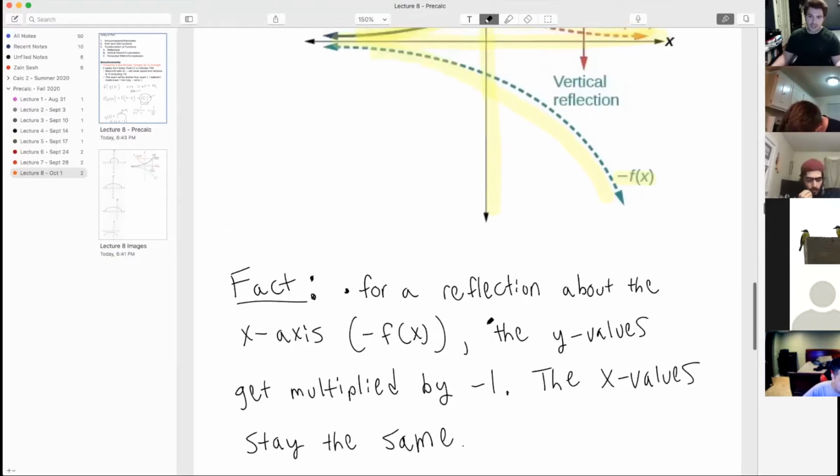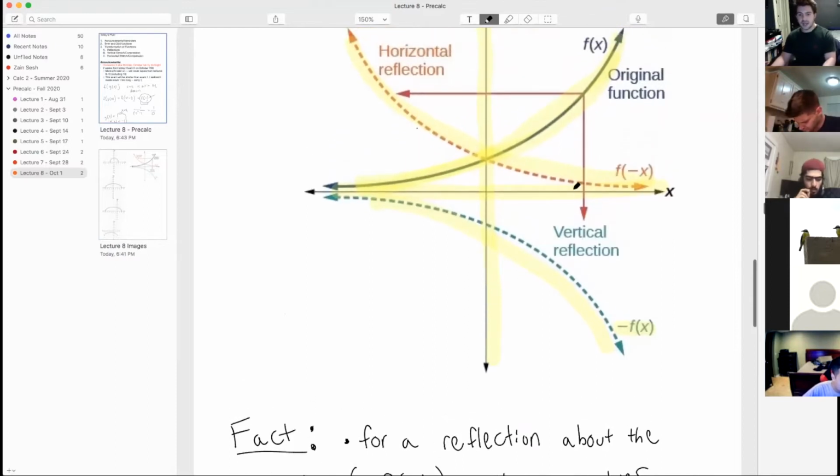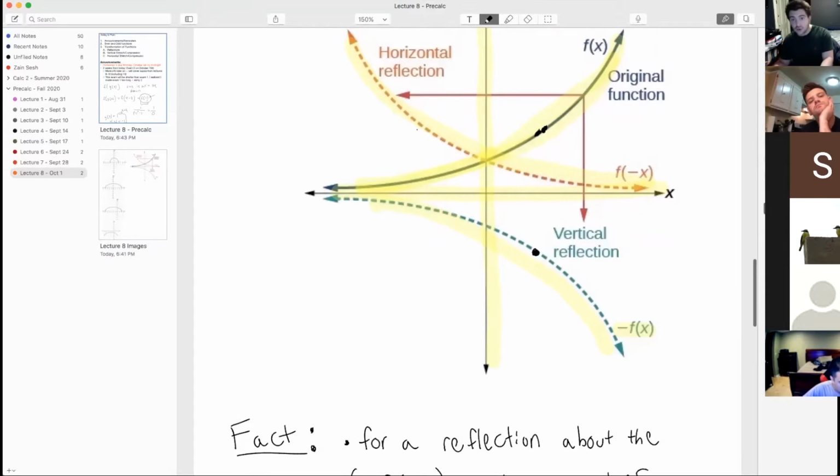You can see that in the picture here with the vertical reflection. This x value on the original graph is also present on the reflection. It has the same x coordinate. This point and this point have the same x coordinate. But its y coordinate, as you can see from the picture, was negated.